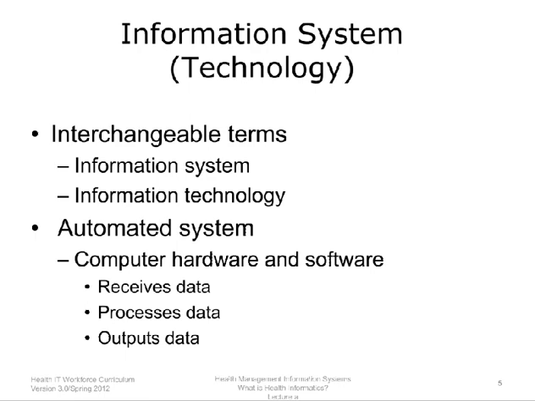The next definition in the series of terms closely related to information management and informatics is information system or technology. AHIMA defines information system as an automated system that uses computer hardware and software to record, manipulate, store, recover, and disseminate data. That is, a system that receives and processes input and provides output, often used interchangeably with information technology, IT. AHIMA 2012, page 181.